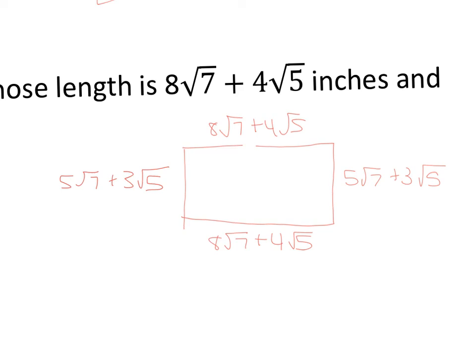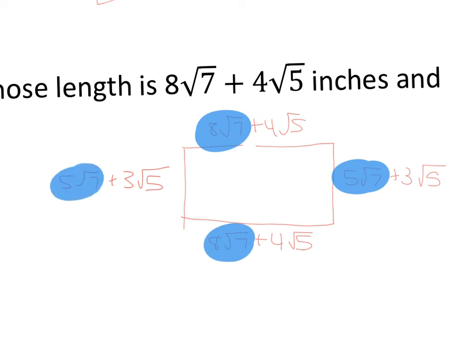Okay? All right, so now combine like radicals. So in this case, I've got root 7, root 7, root 7, root 7. So all of those are going to be added up. So 8 plus 5 is 13. So 13 and 13 is 26 root 7.